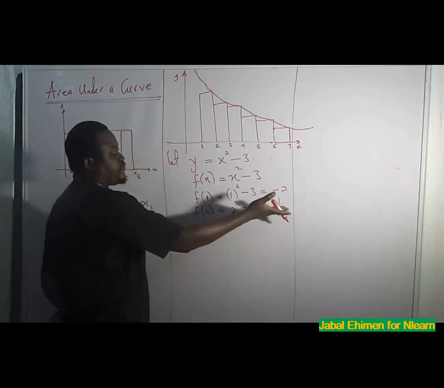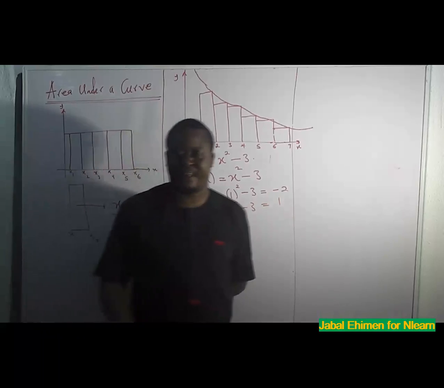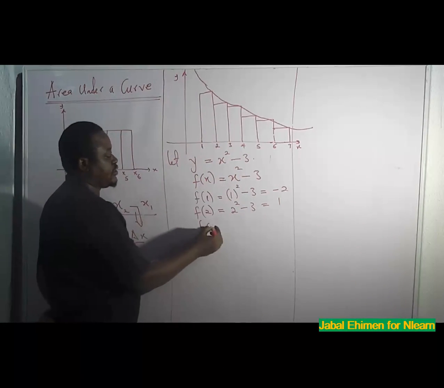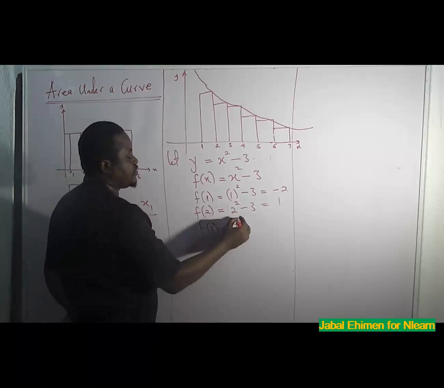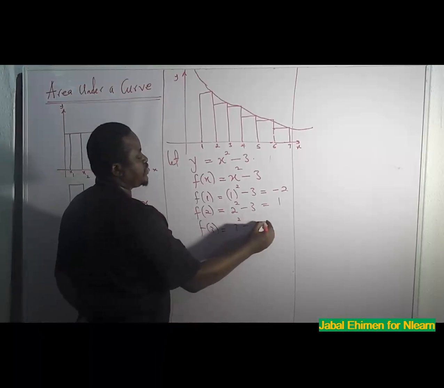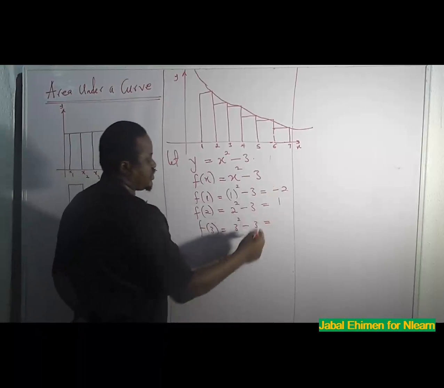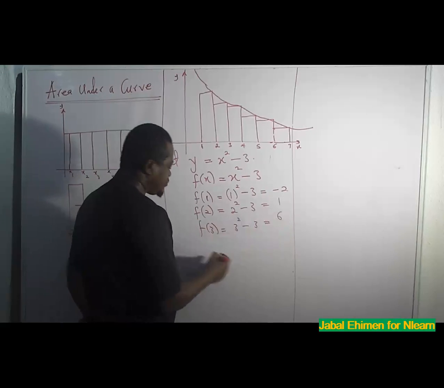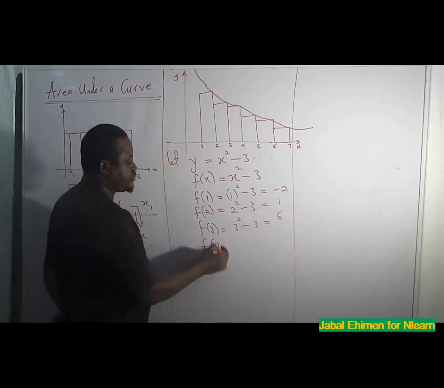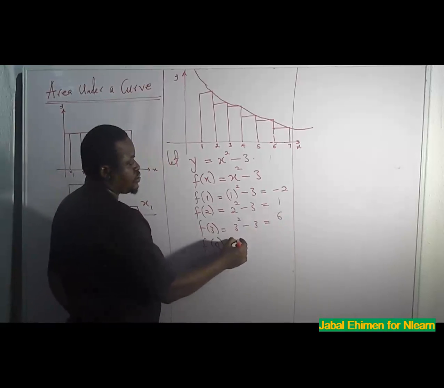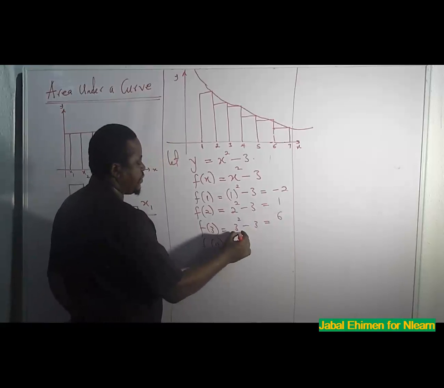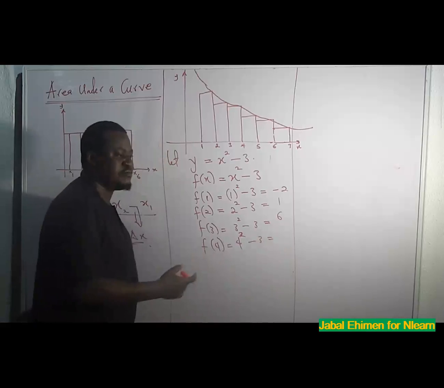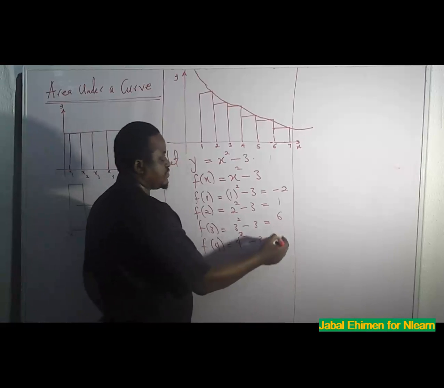I can decide to start from here depending on my partition, but I decide to start from 1. So my f3 will give me 3 squared minus 3, all from x squared minus 3. That's 9 minus 3, which becomes 6. And my f4 gives me 4 raised to power 2 minus 3, and that becomes 16 minus 3. Surely that will be 13.